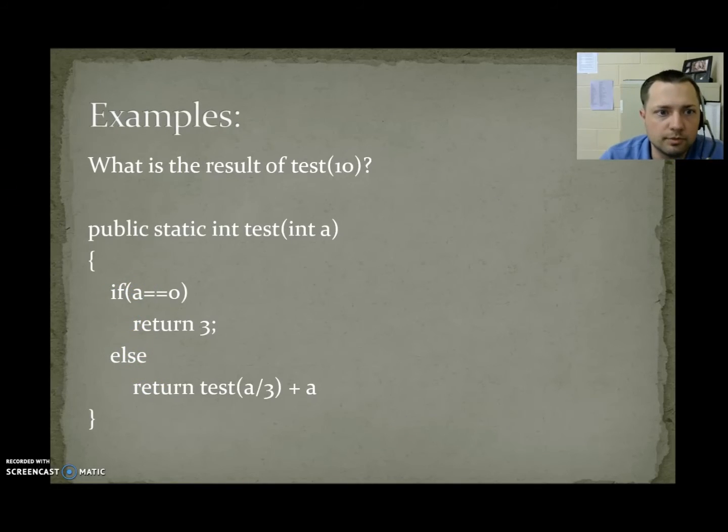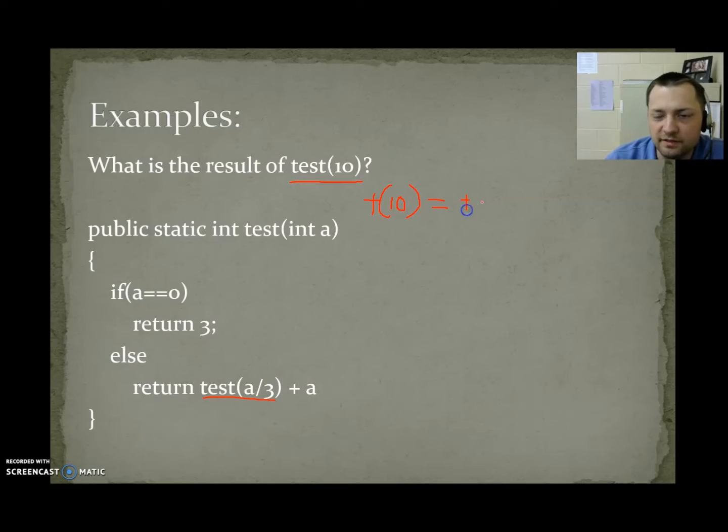Here we have a simple method. We're just trying to find out what the result of test 10 is. Now I'm lazy, I'm not going to write test, I'm just going to write T(10). We're trying to figure out, if we called test 10, what would happen? So we'd look at this. A is 10. Is A equal to 0? No. So it would return test(A divided by 3) plus A.